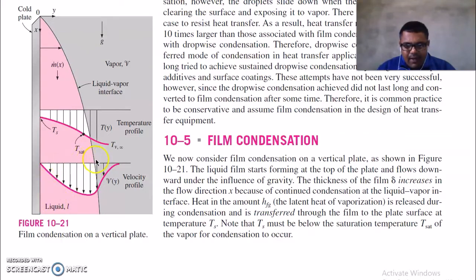increases in the flow direction because of continued condensation at the liquid-vapor interface. Heat in the amount of hfg, the latent heat of vaporization, is released during condensation and is transferred through this film to the plate surface. Note that Ts must be below the saturation temperature of the vapor for condensation to occur.